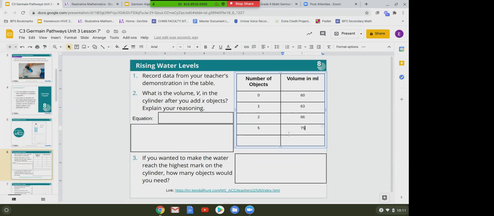Yep. So now I want you to try one more challenge question. I want you to try to figure out how much 10 marbles would have in the cylinder. I want you to take 1 minute right now to figure out how many milliliters 10 marbles would have.